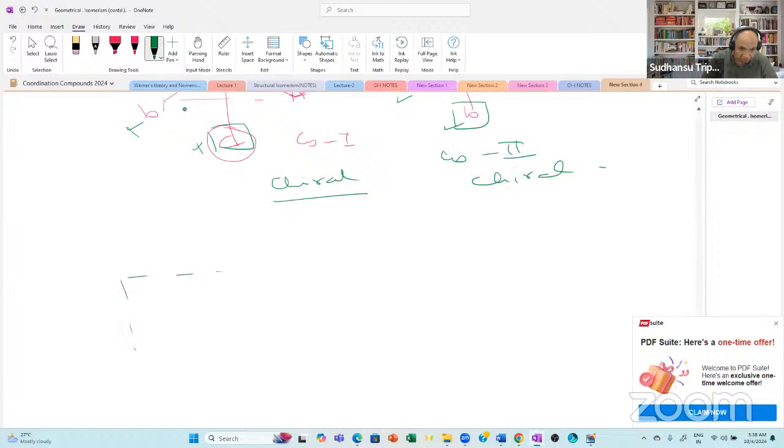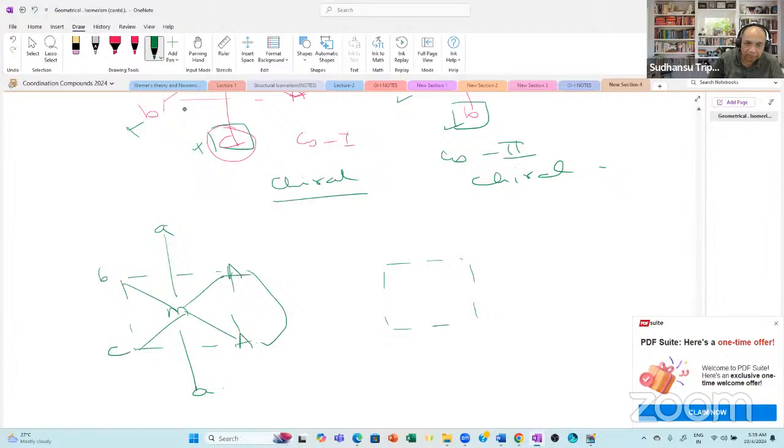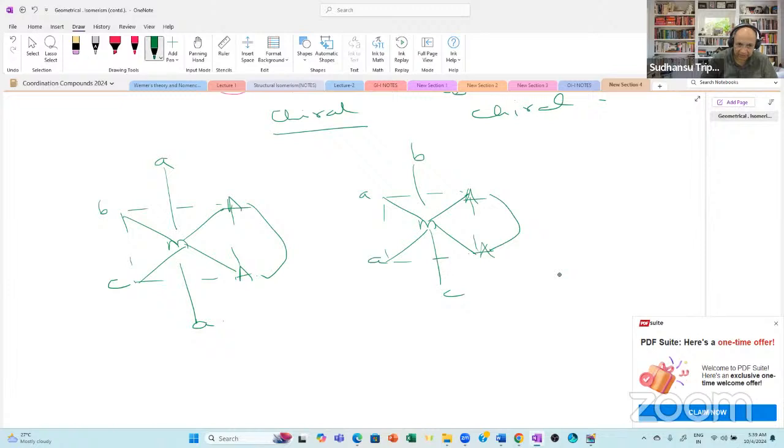But the two trans, don't take away the bidentate ligand. In this case, at least one pair should be opposite. Supposing we keep AA opposite, in that case BC will be undoubtedly coming close. And the other case, we shall keep BC opposite. So in that case, undoubtedly AA will come nearer. So you can visualize each of them is achiral, symmetric. They are optically inactive. These trans 1 and trans 2 are all achiral.